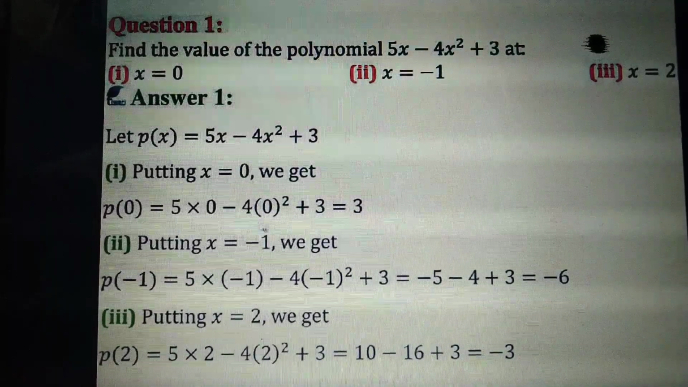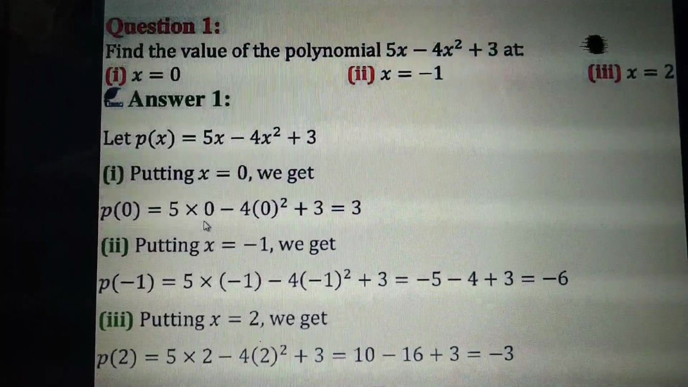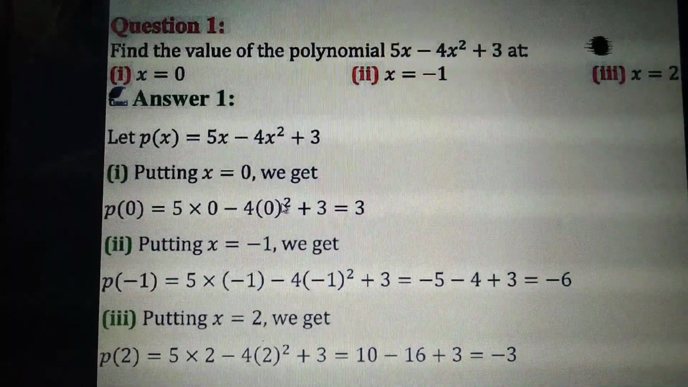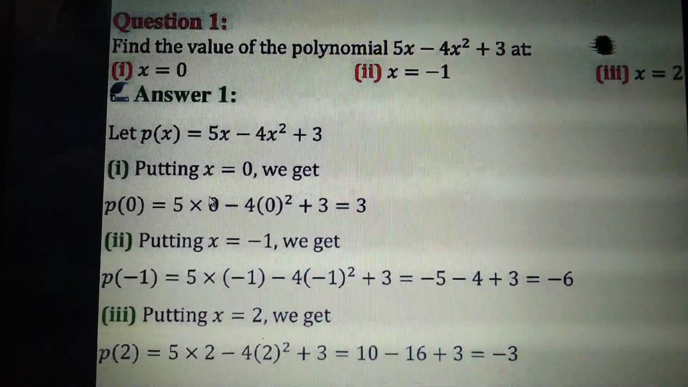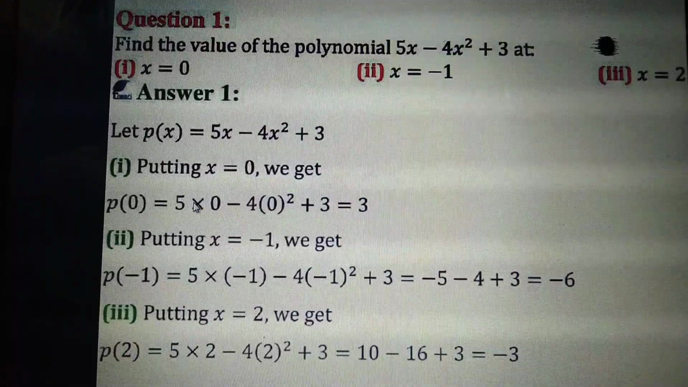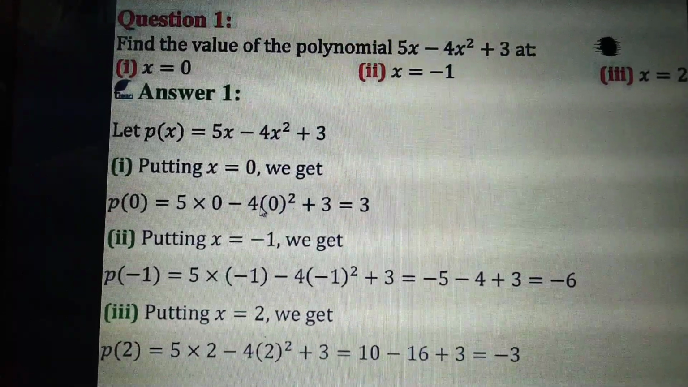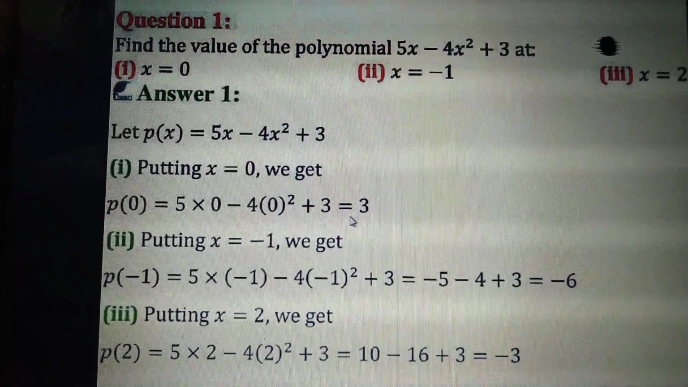plus 3. Now 5 into 0 is 0. 0 squared is 0. 0 into 4 is 0. Plus 3. So here 0, here 0, we just leave it. Here 3, which is equal to 3.